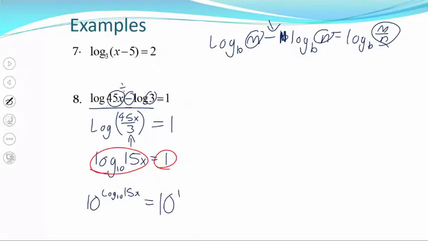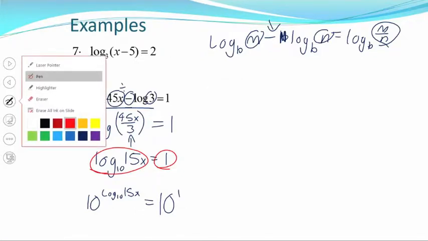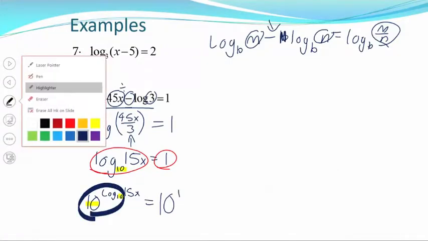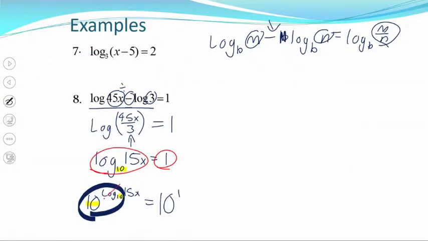And why did I choose a base of 10? I chose to use a base of 10 because that had a base of 10 in it, right? These need to match for them to cancel out, and that's exactly what will happen now. 10, log 10, that cancels. Let's go back to my pen, please. Leaving us just with 15x on the left side equal to 10 to the first power on the right side.